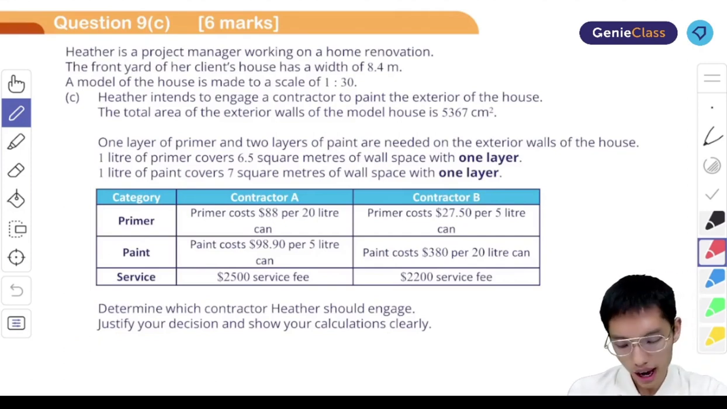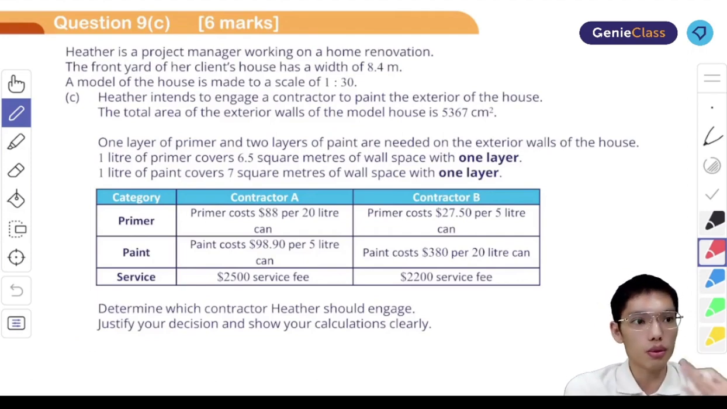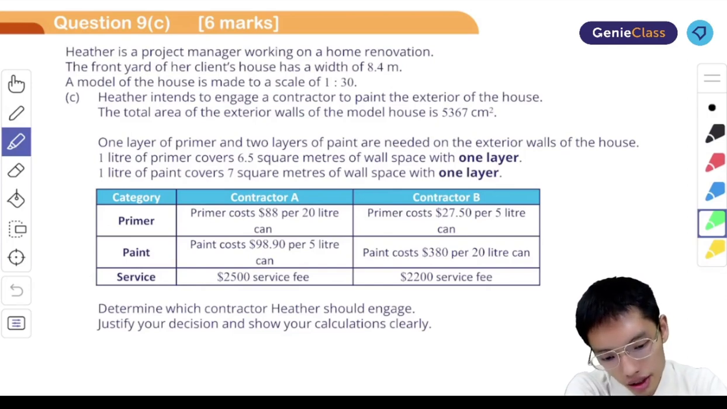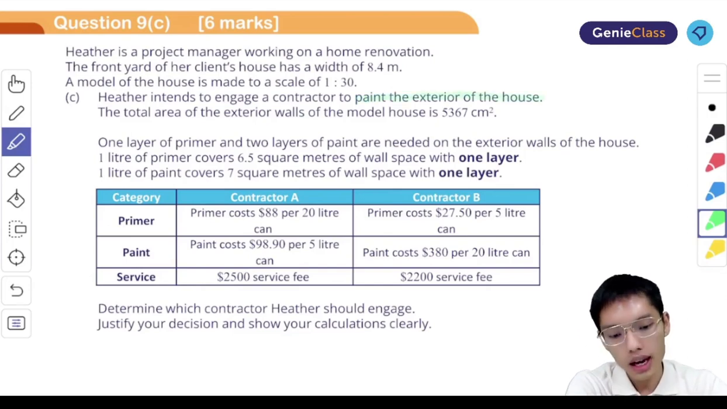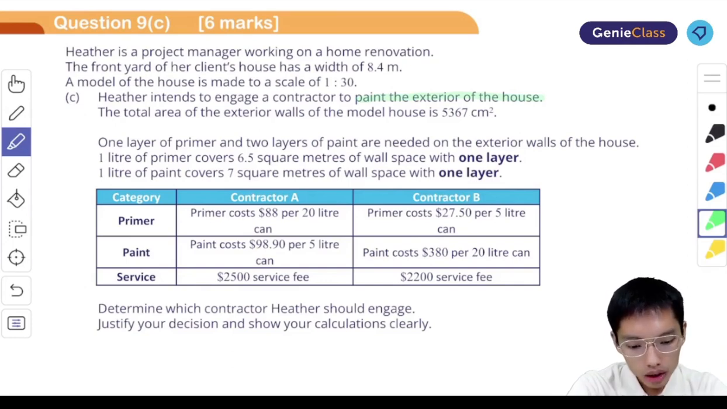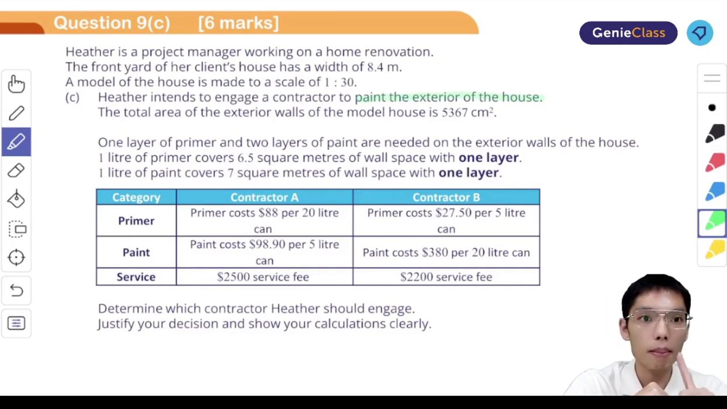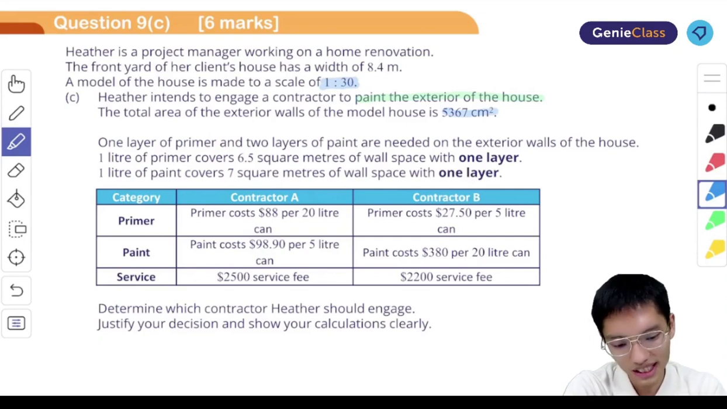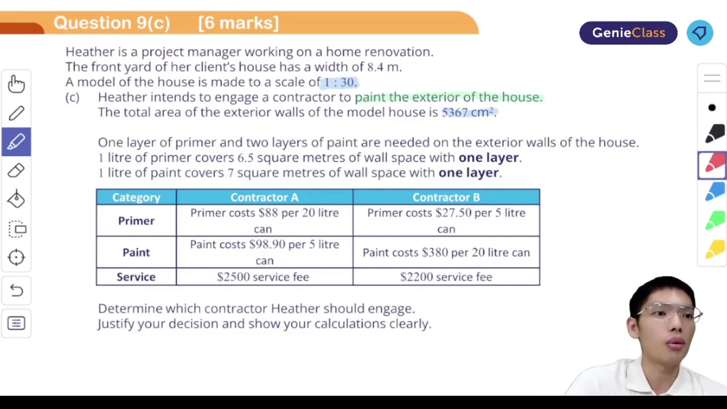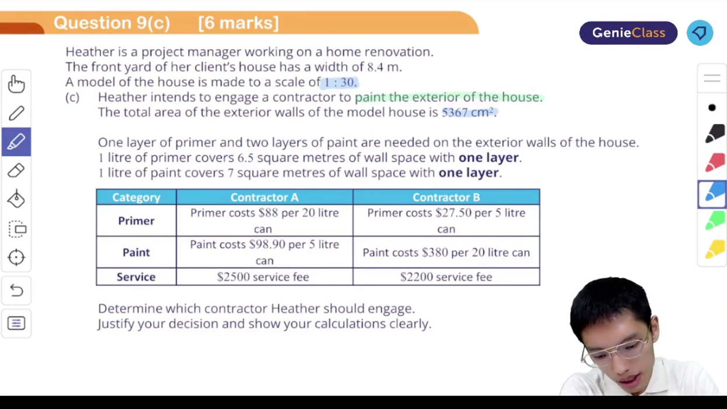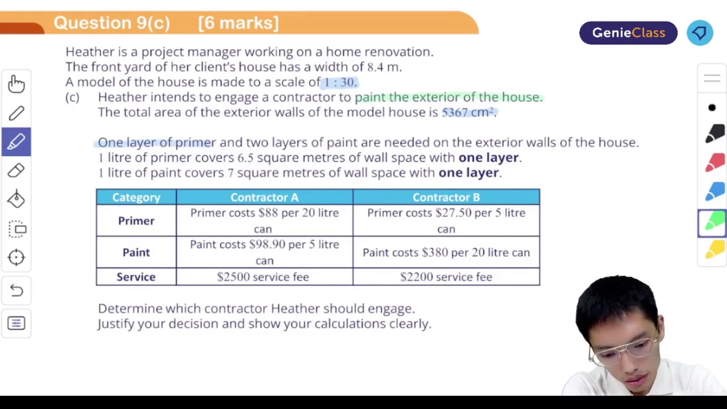So we have to understand what the question is asking for, which I'll briefly say a few things. One, paint the exterior of the house, that's one thing. Exterior house, how much? Total exterior of the model house. Now over here, take note, the model is given. This is 1:30. Of course your house is not so small. If it's so small, then I don't know how we are going to squeeze in. So how much do we need to paint? 1 layer of primer and 2 layers of paint.